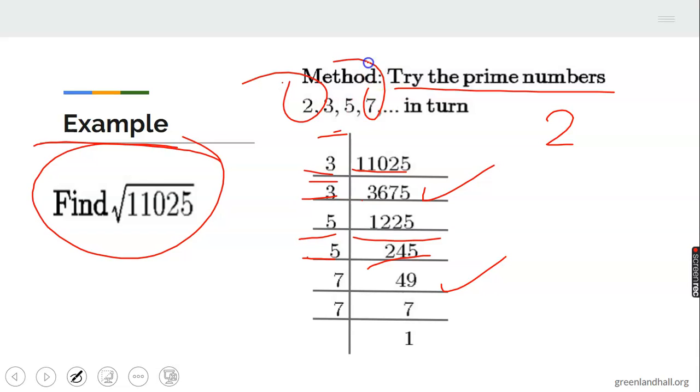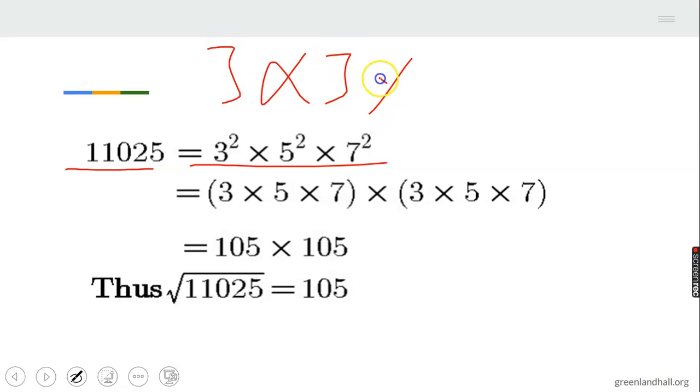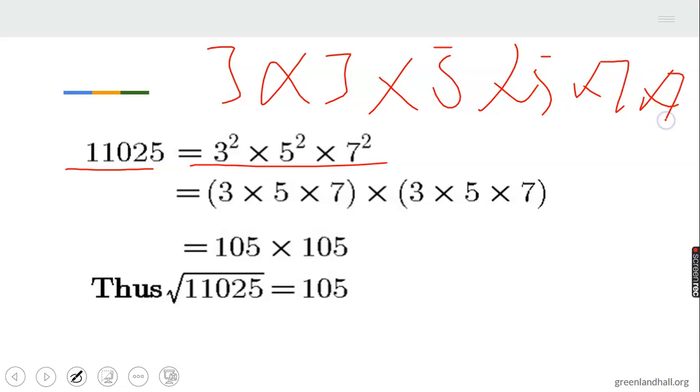You move to the next prime number, which is 7. Now, 7 in 49, you have 7. What can go again? 7 in 7, 1. Now, look at this. These are the factors of 11,025. This can be written as 3 times 3 times 5 times 5 times 7 times 7. If you are to write this in index form, this is what you will have. That is 3 raised to power 2, 5 raised to power 2, and 7 raised to power 2.